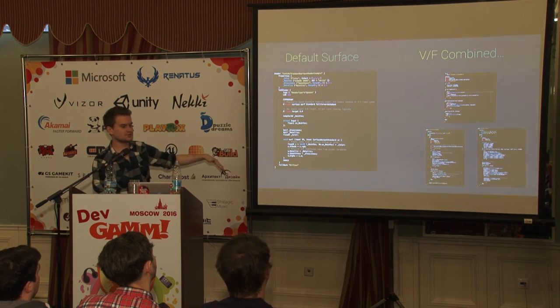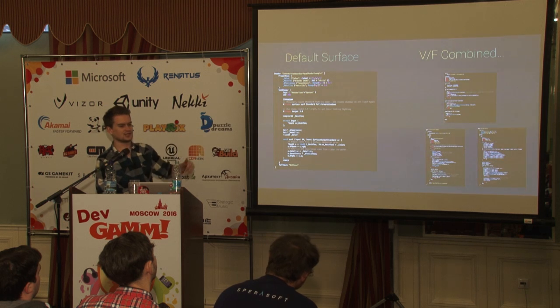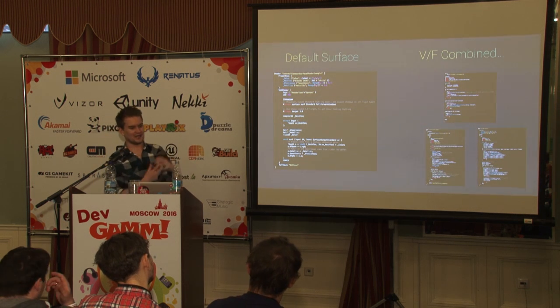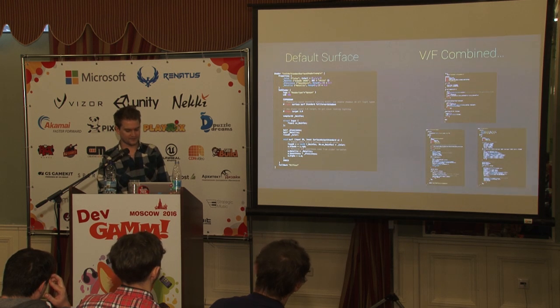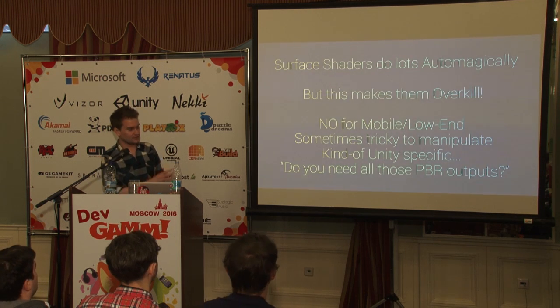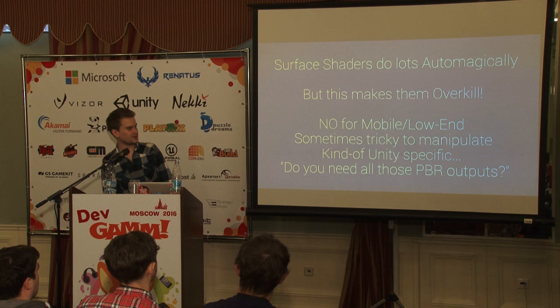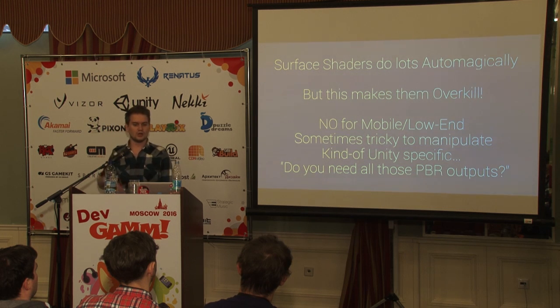So this does tons, but it's quite tricky to go into here and say, remove this, remove that. It's giving you a car, and it's tricky to take a wheel off the car and have it still drive efficiently. So even though it does lots of stuff, it makes them massively overkill. For example, for mobile, surface shaders are pretty much a no-go unless you're targeting, for example, the S6 or the iPhone 6 or high-end tablets. Surface shaders are too expensive. They're sometimes tricky to manipulate.